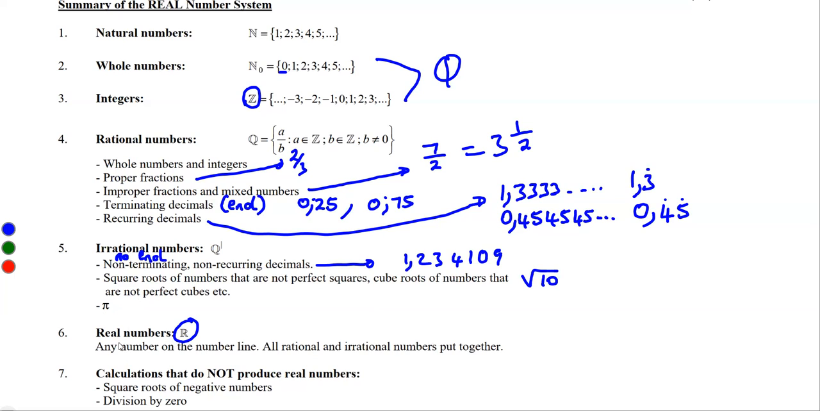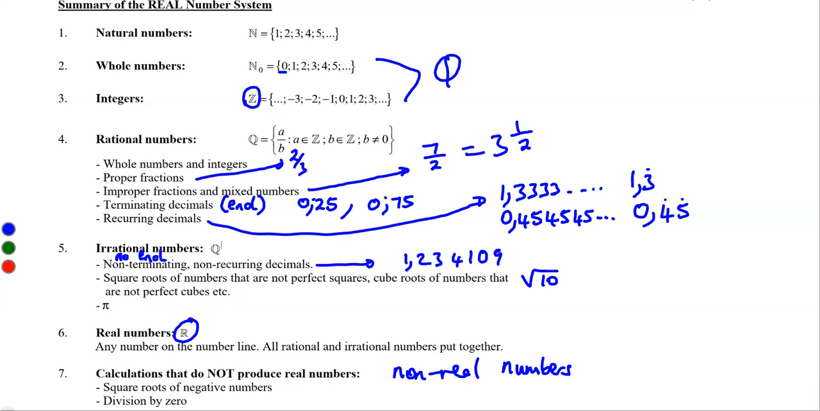Now let's look at real numbers. Remember what we said, real numbers include your rational and irrational numbers. But what about the numbers that are not real? We call these non-real numbers.